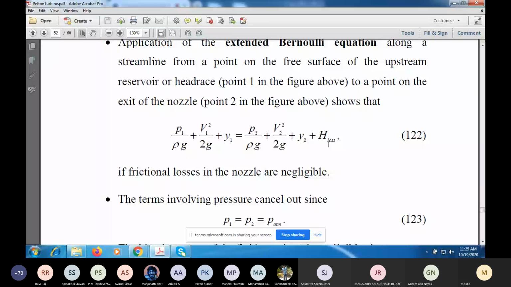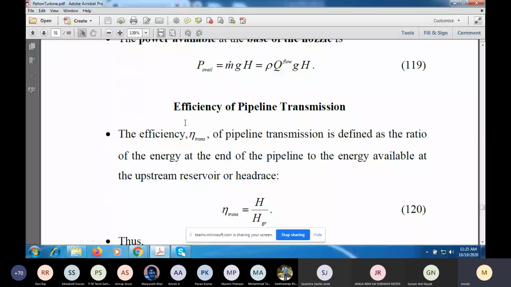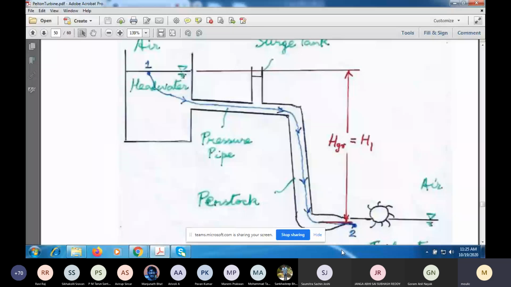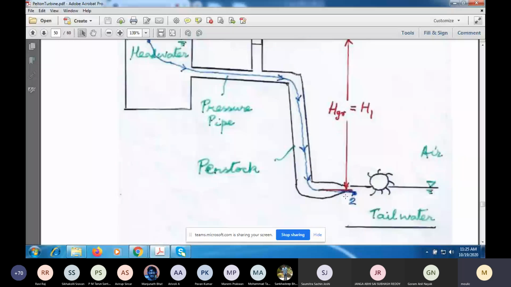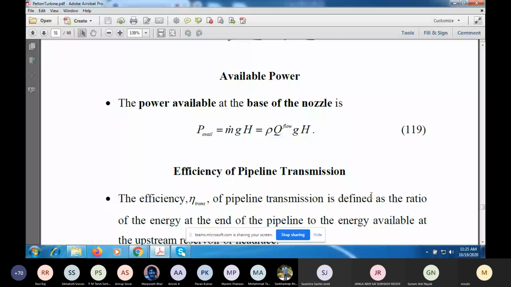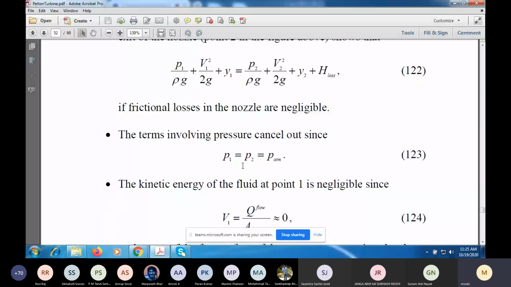Now, the pressure at section 1 obviously is atmospheric pressure. At section 2, which is the exit of the nozzle, the jet of water is surrounded by air all around. So there also the pressure P2 is atmospheric. So the first term on the left hand side and the first term on the right hand side of equation 122 will cancel out. Now, what is V1? It will be the flow rate divided by the area at section 1, which is the area of the upstream reservoir.